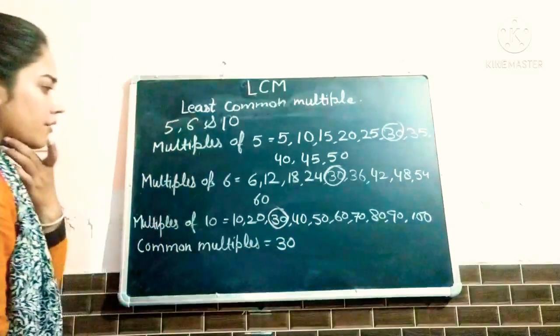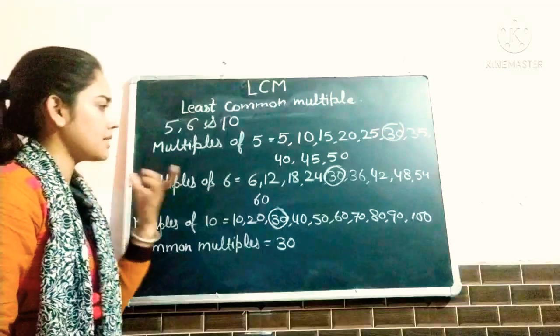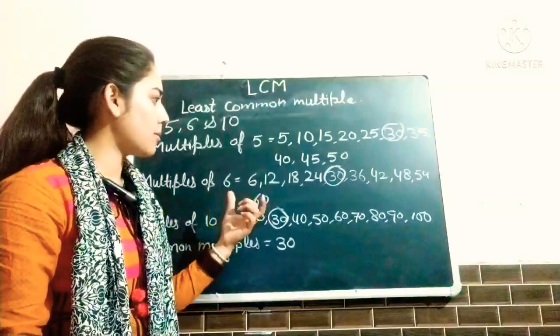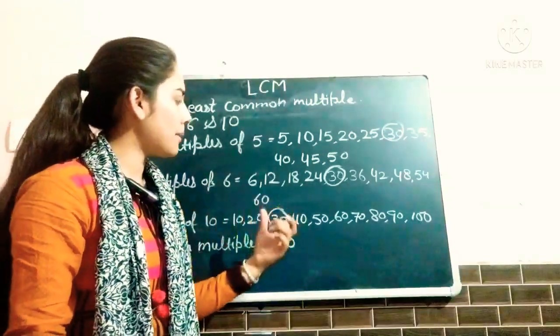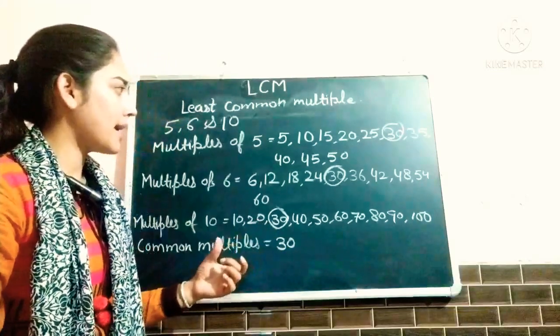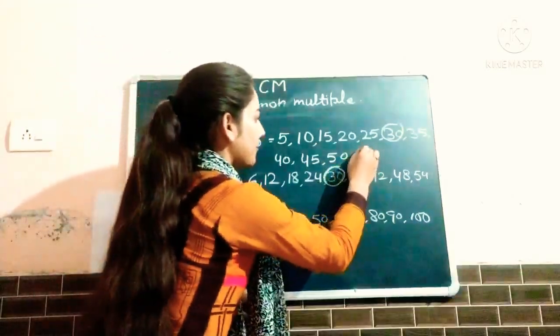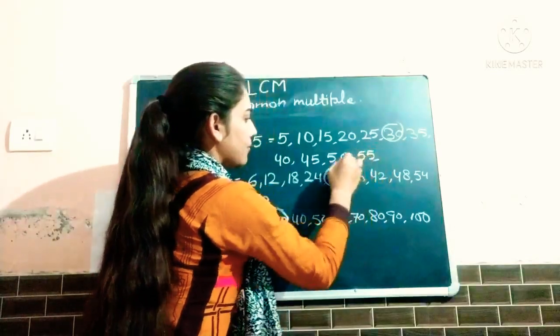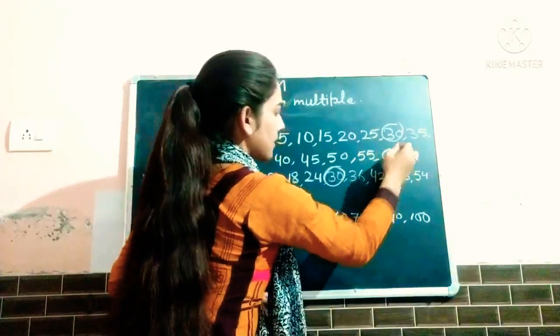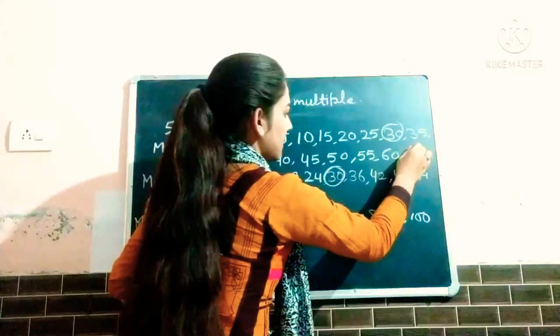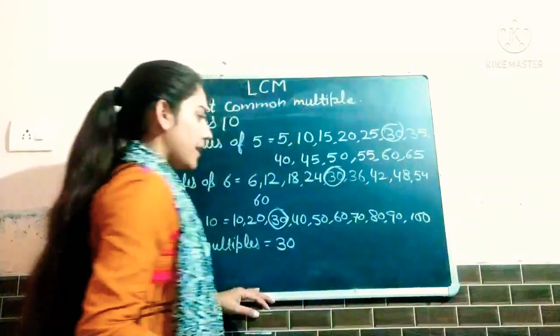If you want to write another common multiple, then find here which one is a common multiple. I think there is no other common multiple. Then we will expand the table of 5. Okay. 5 11s are 55. 5 12s are 60. Okay. 5 13s are 65.